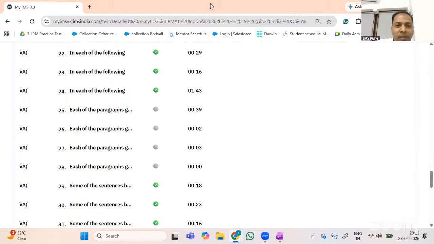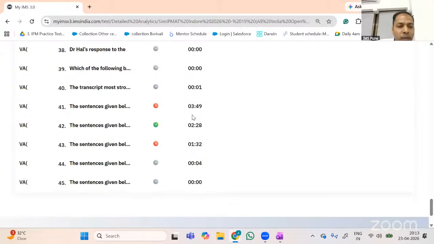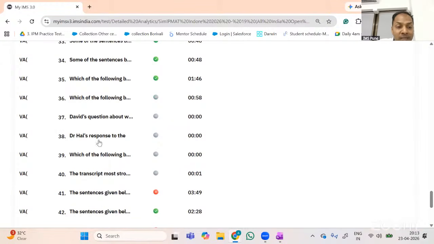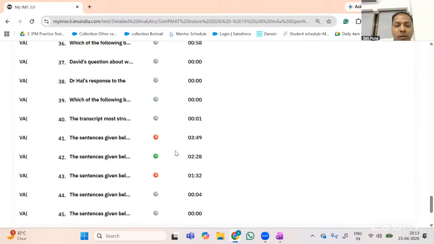So with 33, 26, maybe if I would have attempted 40 or so, I could have got some correct. I've got one parajumbles also correct. So maybe I missed out on the RC. The RC questions should have been attempted instead of the parajumbles that I did in the end. So maybe there I could have increased my score, at least would have come close to the cutoff, right?